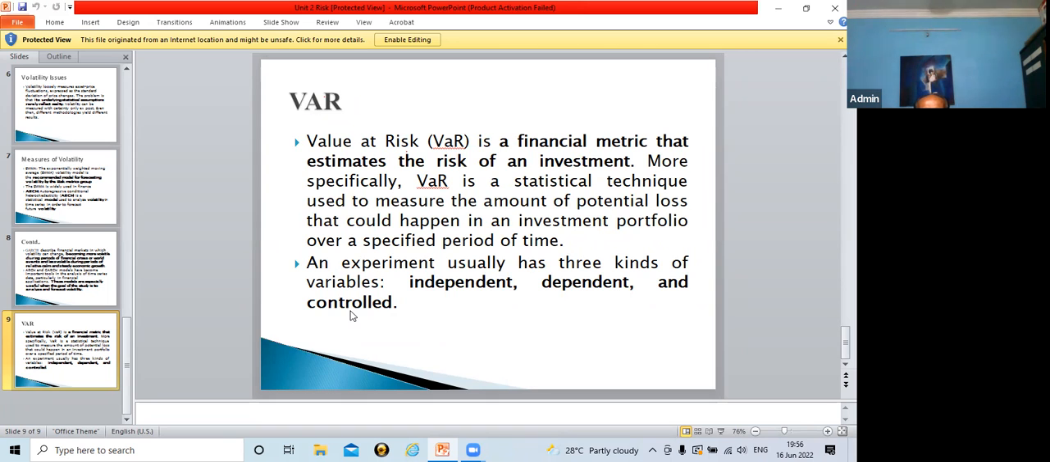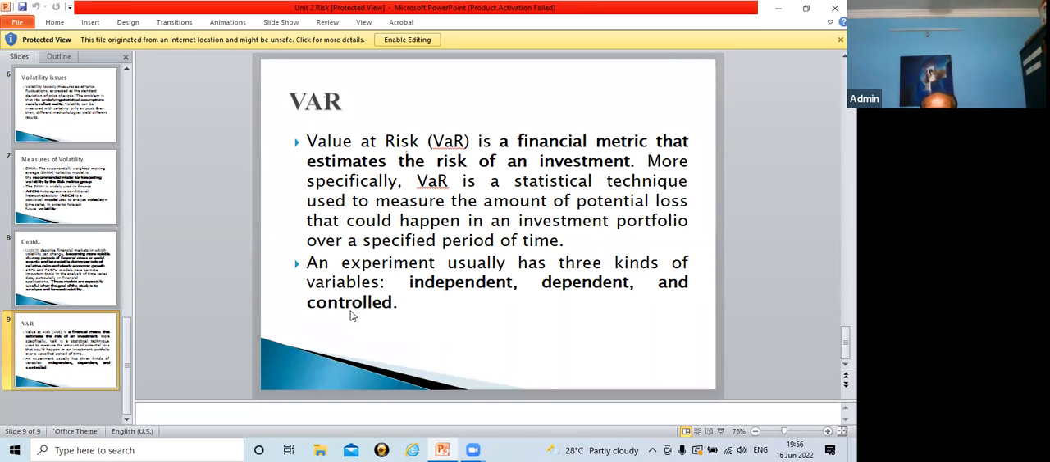Now what is independent? Independent means one variable does not have impact on another variable. So they are separate. That is known as an independent variable. And dependent means one variable has impact on another variable. That is known as a dependent variable.